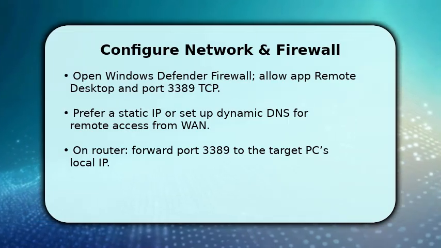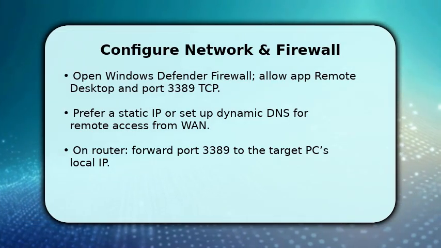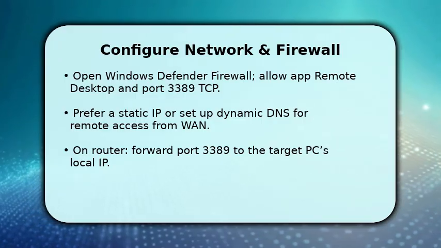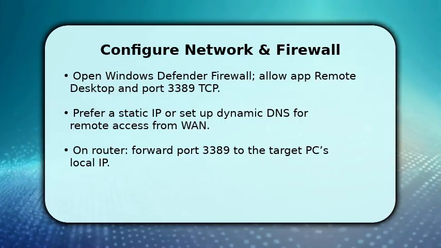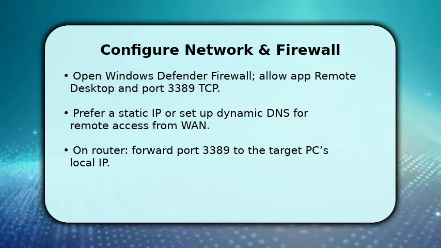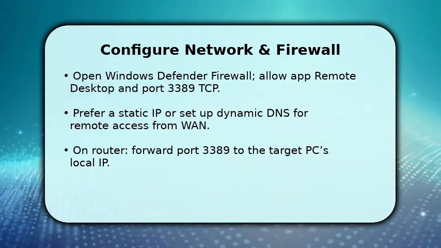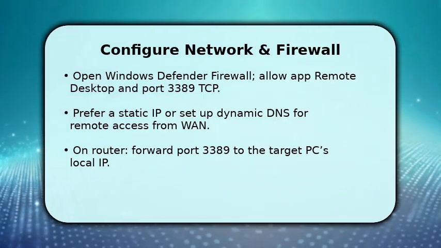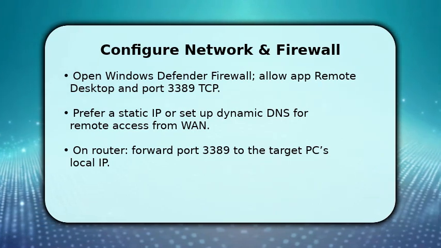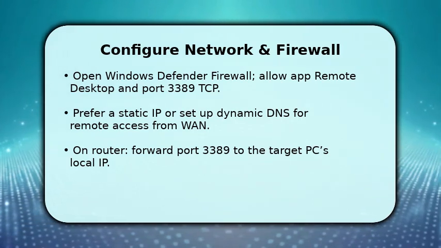If you'll connect from another network, either assign a static local IP to the PC or use dynamic DNS for a stable address. On your router, forward external port 3389 to that local IP. Make sure to use a strong password and consider changing the external port to reduce noise from scans.